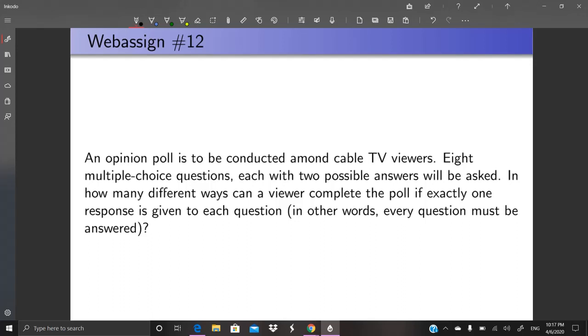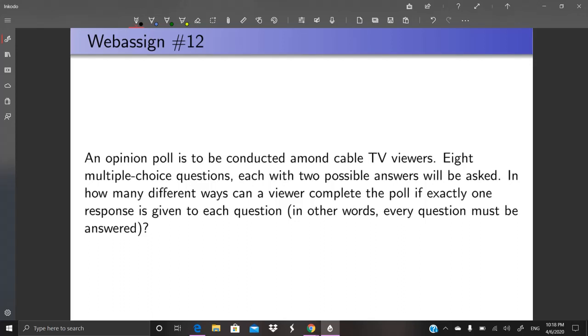So in other words, every question must be answered. You're not allowed to just choose, let's say, 7 out of the 8 questions. You have to answer every question. You have to give one answer, and there is a possibility for 2 answers. So maybe this is like a true or false, yes or no question. Doesn't matter. You have 2 options in this case.